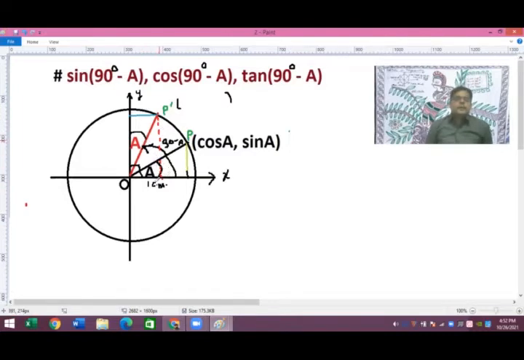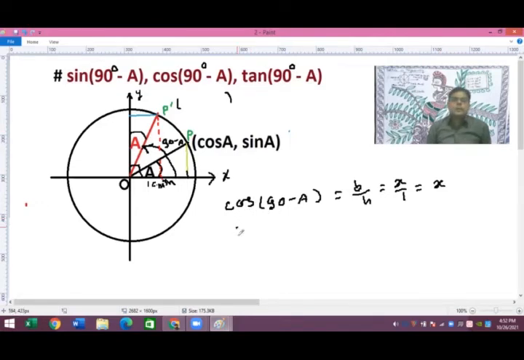So in this triangle you can say here it is M. So in the triangle OP dash M, if you talk about cos of 90 minus A, you know that this is b by h, and we are again taking the unit circle. That means the radius of this circle is 1, and hence the hypotenuse will be 1 here. So b in fact is x and h is 1. So the x coordinate of P dash is cos 90 minus A.